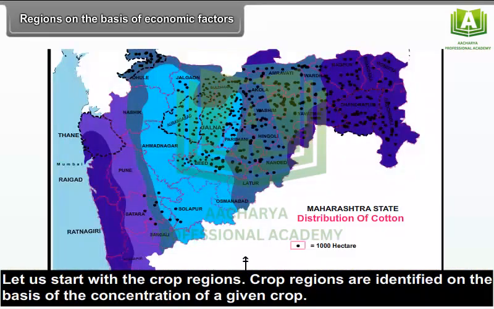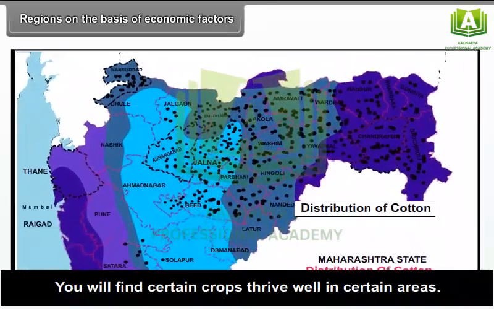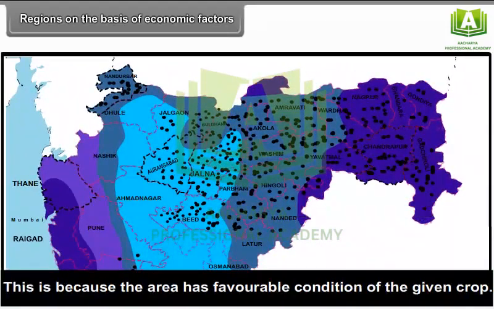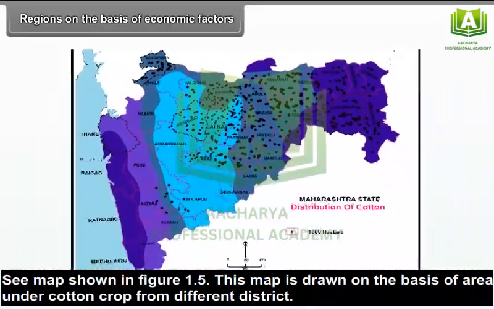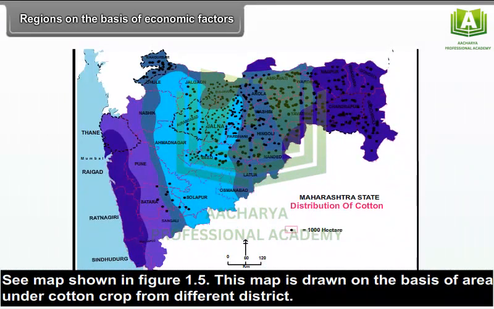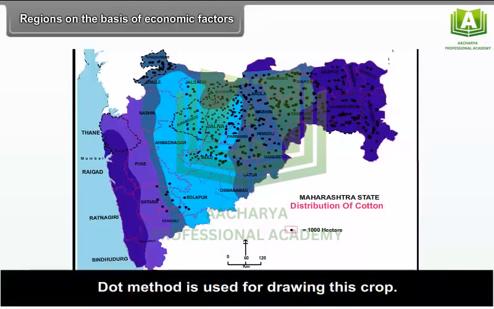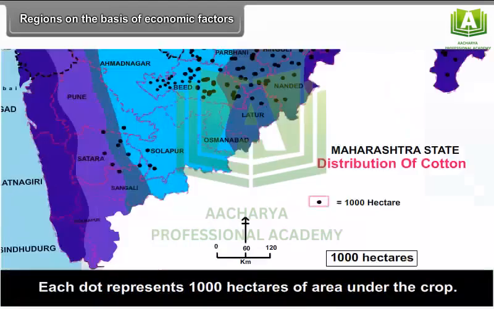Crop regions are identified on the basis of concentration of a given crop. You will find certain crops thrive well in certain areas. This is because the area has favorable conditions for the given crop. See the map shown in figure 1.5. This map is drawn on the basis of area under the cotton crop from different districts. The dot method is used for drawing this map. Each dot represents 1000 hectares of area under the crop.